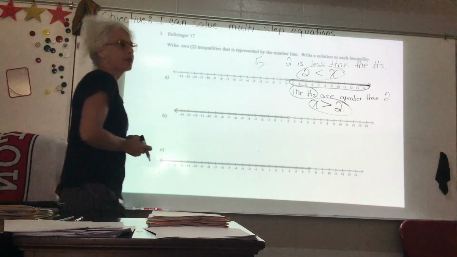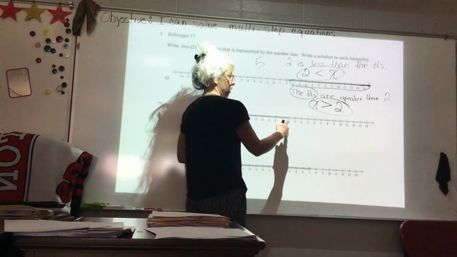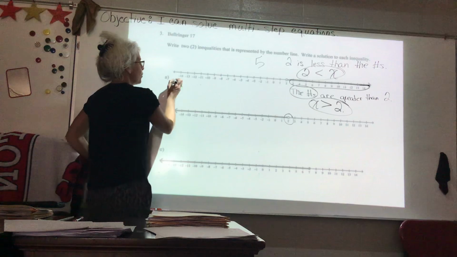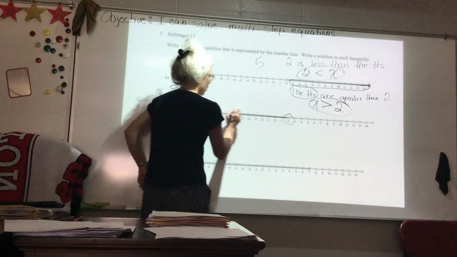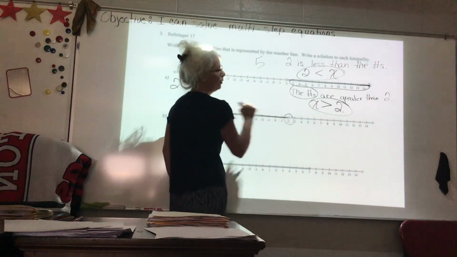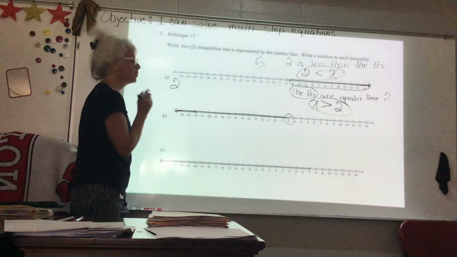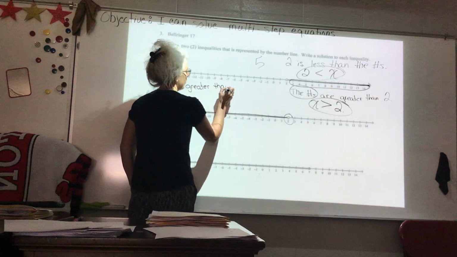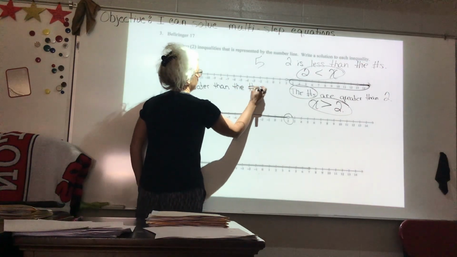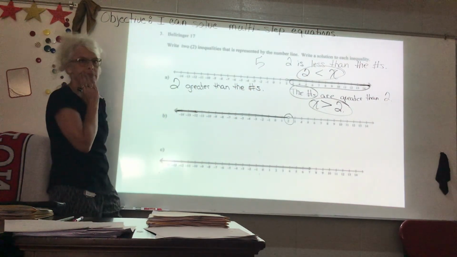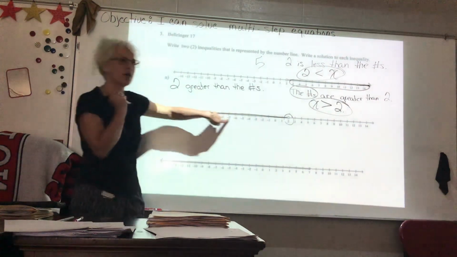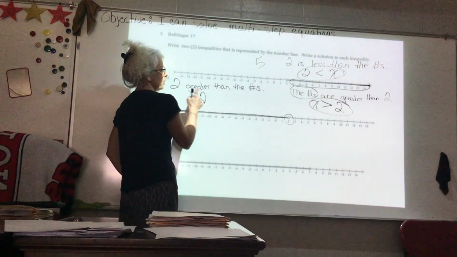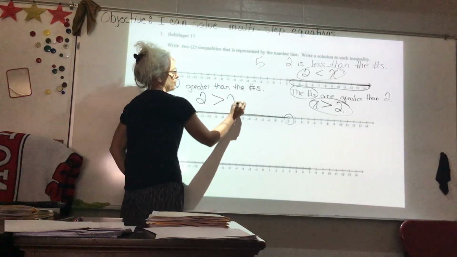Okay, problem B, what number am I gonna start with? 2. So right here is where we're starting. So is 2 greater than the numbers, or is 2 less than the numbers? So 2 is greater than the numbers. Do you see that 2 is greater than all the shaded numbers? So now I'm gonna write my inequality. 2 greater than the numbers is my variable.